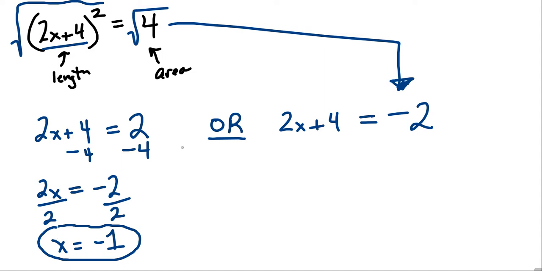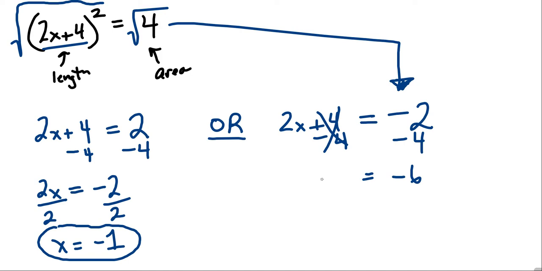I'm not done though, because there still is the "or" sitting over here that needs to be tackled. I go back over here. I'm trying to get x. X currently is multiplied by 2 and has a 4 added. We want to undo the 4 first, by subtracting. Negative 2 subtract 4 is negative 6.